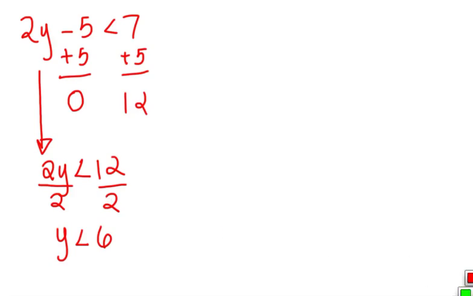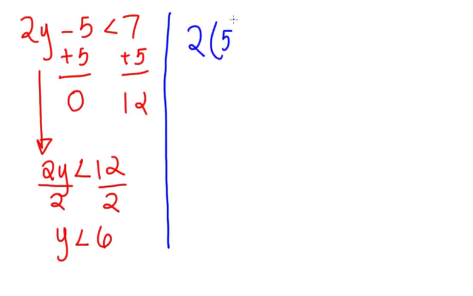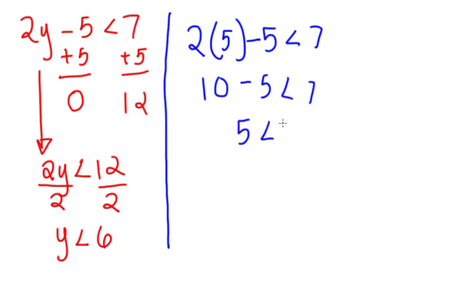And we can check real quick to see if this actually is true. If I plug in a number less than 6 for y, let's say 5, so 2 times 5 minus 5 is less than 7. Let's see if that's true. This is 10, right? 2 times 5 is 10, and 10 minus 5, is that less than 7? Well, yeah, 5 is less than 7, so that works. Okay.